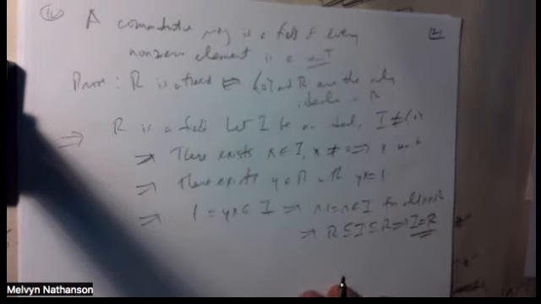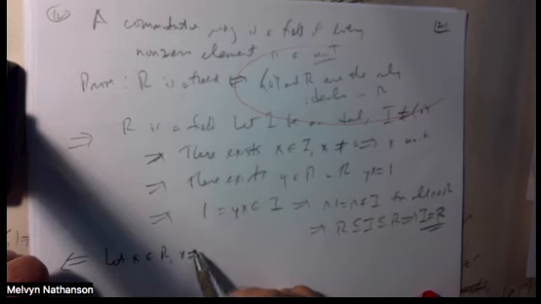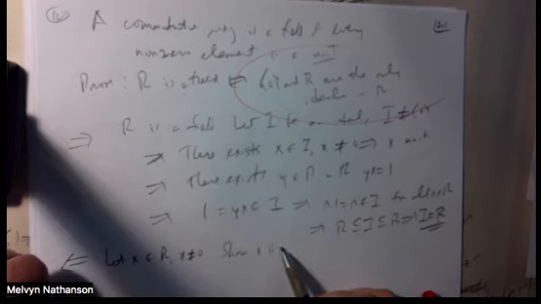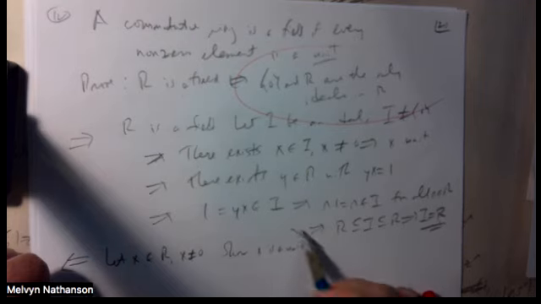Okay. Any questions about that? Now, how do you prove the opposite assertion? Suppose you have a ring R where the only ideals are 0 and R. So I want to show that R is a field. Let x be in R, x different from 0, we have to show x is a unit.